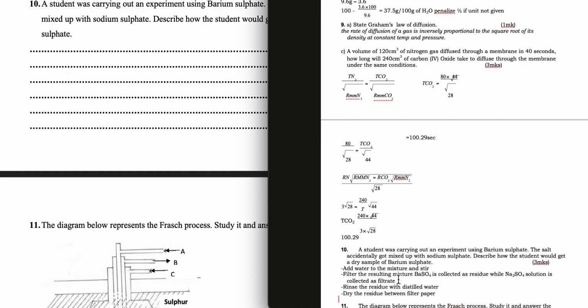Add water to the mixture and stir. Filter the resulting mixture. Barium sulfate is collected as residue while the solution is collected as filtrate. Rinse the residue with distilled water. Dry the residue between filter paper.